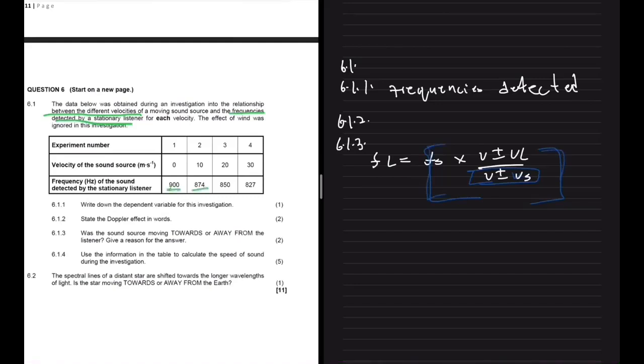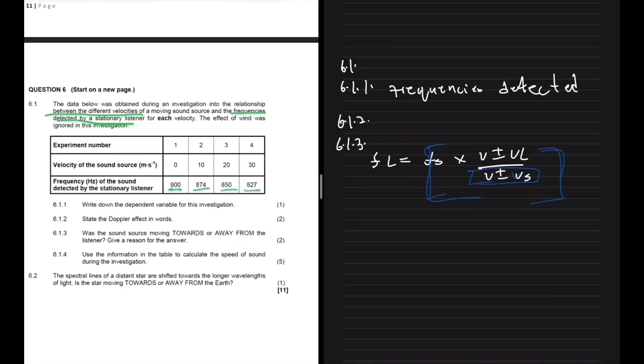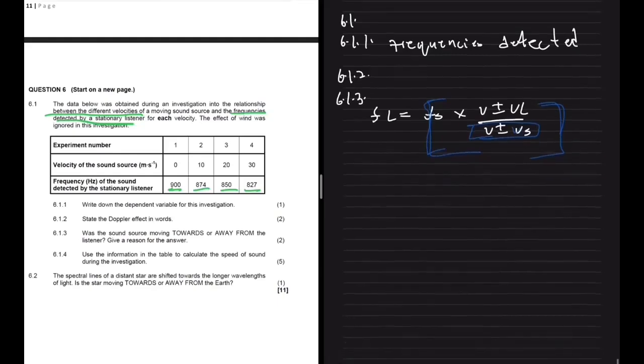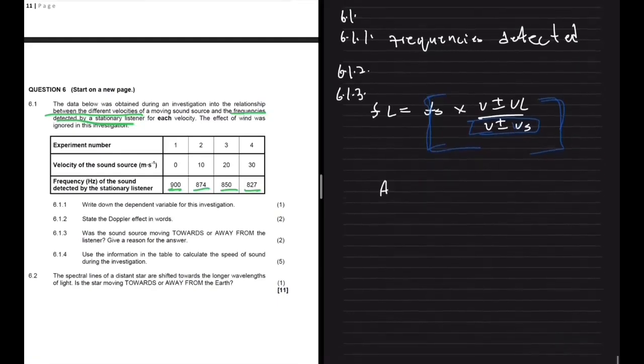We start with 900, then we have 874, 850, 897. So it means we have a plus on the denominator, and we only have a plus on the denominator when the sound source is moving away. So here we're going to write away from, because we're supposed to write towards or away from, and then give a reason for the answer. The reason is that the frequency observed by the listener is decreasing, so it only makes sense that it is moving away.